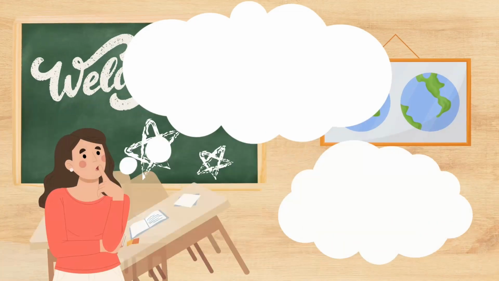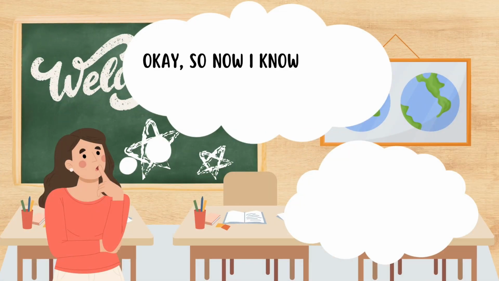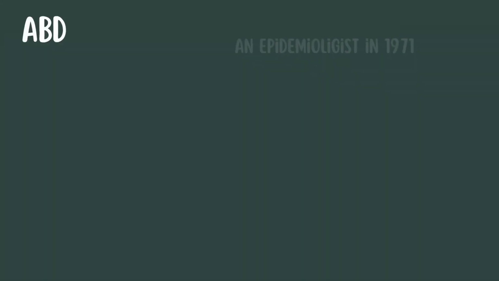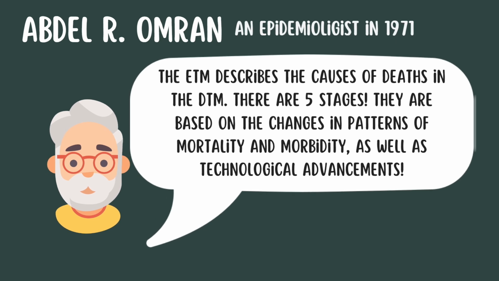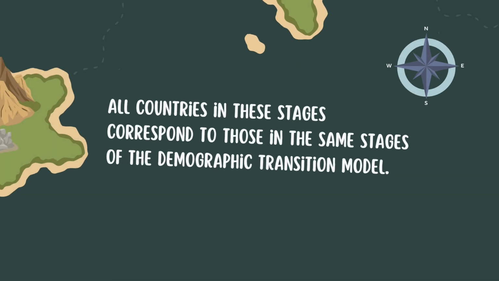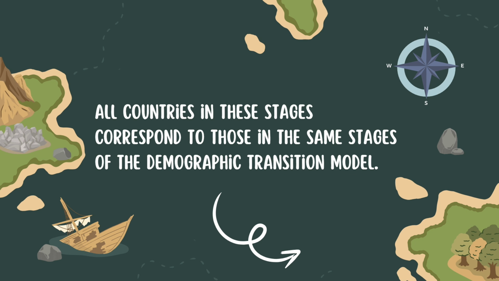Alright, now you're probably thinking, okay, so now I know what the DTM is, but what is the ETM? The epidemiological transition model was created by Abdel R. Omran, an epidemiologist who in 1971 defined the stages of the ETM to describe the causes of death in each stage of the DTM. There are 5 stages of the ETM. Omran observed that the stages of the ETM are based on the changes in patterns of mortality and morbidity as well as technological advancements. All countries in these stages correspond to those in the same stages of the demographic transition model.